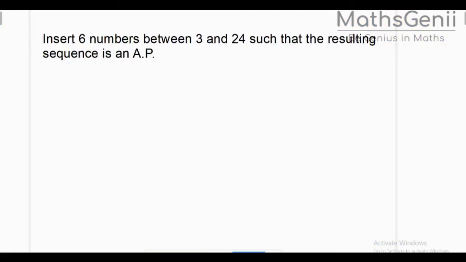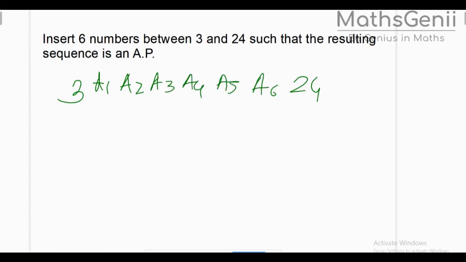Okay, we will quickly look at one example. So he's telling me insert 6 terms between 3 and 24. So I have 3 and 24, and I have to insert 6 terms, which are A1, A2, A3, A4, A5, A6. Okay. Now how do I find these terms?